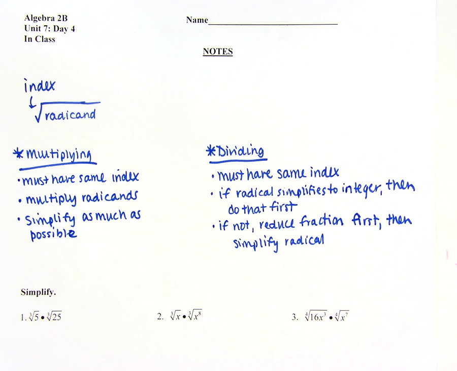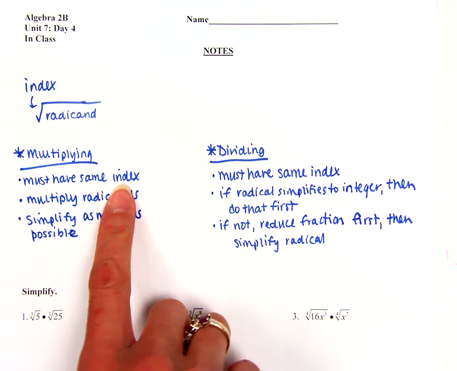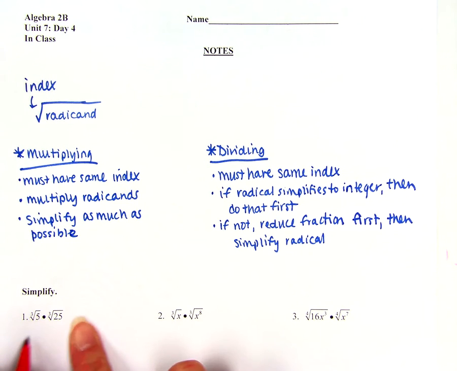So looking at number 1, we're multiplying, and they are both cube roots. So since they have the same index, we can go ahead and multiply. If it's a cube root here and a cube root here, then the product is also going to be a cube root. So then you just need to figure out what is 5 times 25.